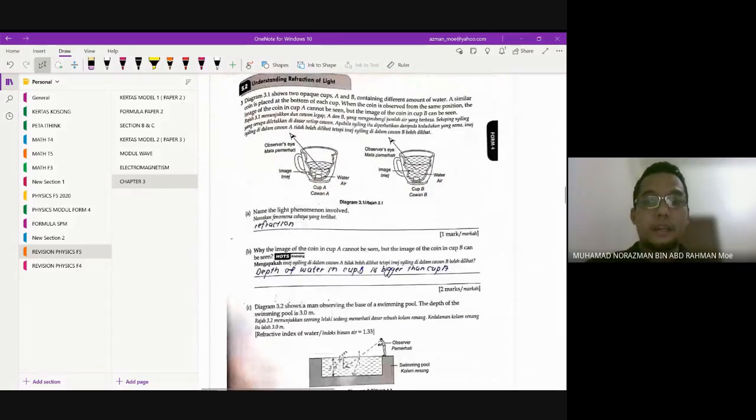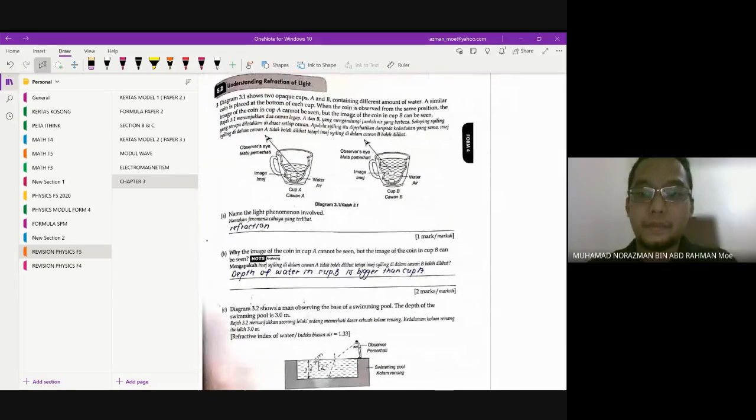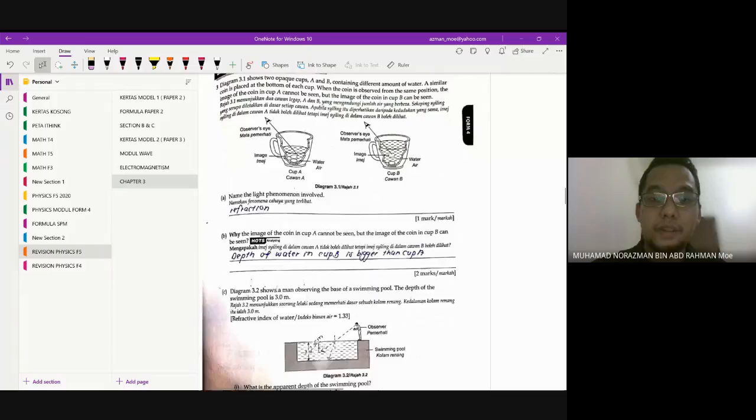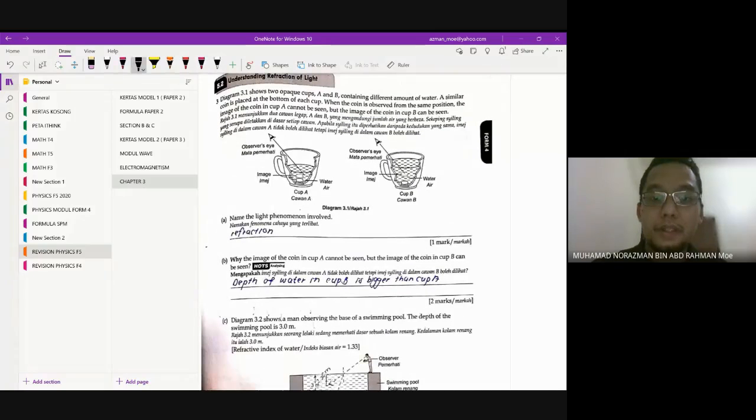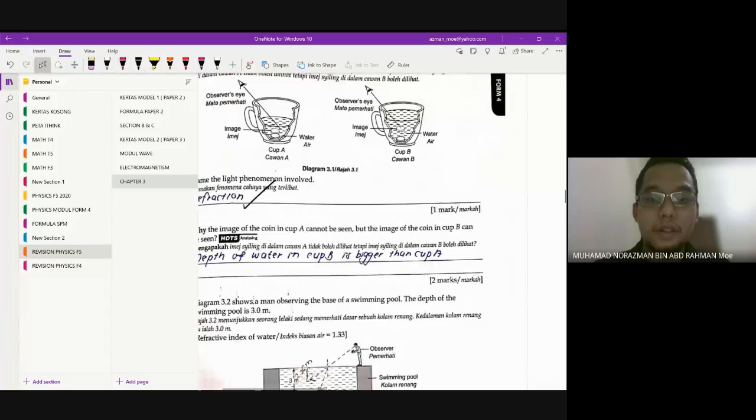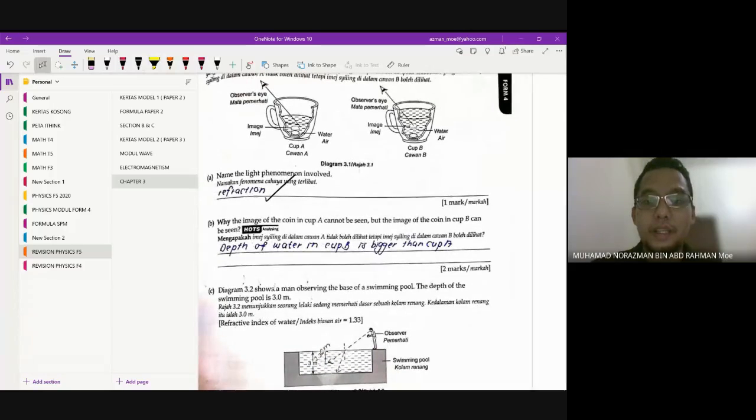Okay, question 3. Okay, real depth and apparent depth. Name the light phenomenon involved. Refraction. Okay, correct. Why the image of the coin in cup A cannot be seen, but the image of coin in cup B can be seen?